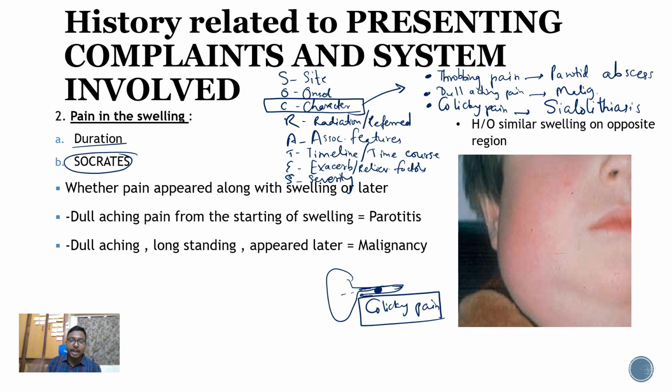So these are the three important types of pain we need to understand in parotid swelling. Next, where will you come across the radiation of the pain? Whenever there is pain in the parotid swelling, in an advanced case of malignancy, this pain can be referred or travel through the glossopharyngeal nerve or vagus nerve into the ipsilateral ear. So radiation means the ipsilateral ear. We will see that in complications.